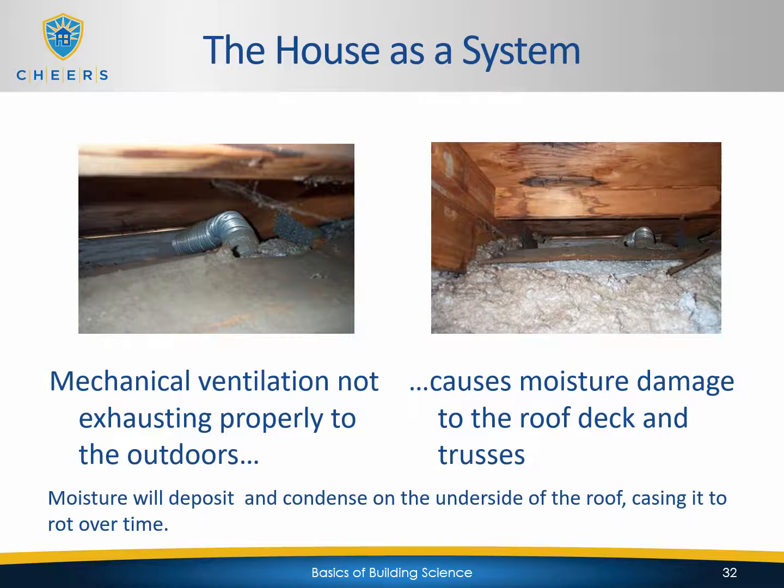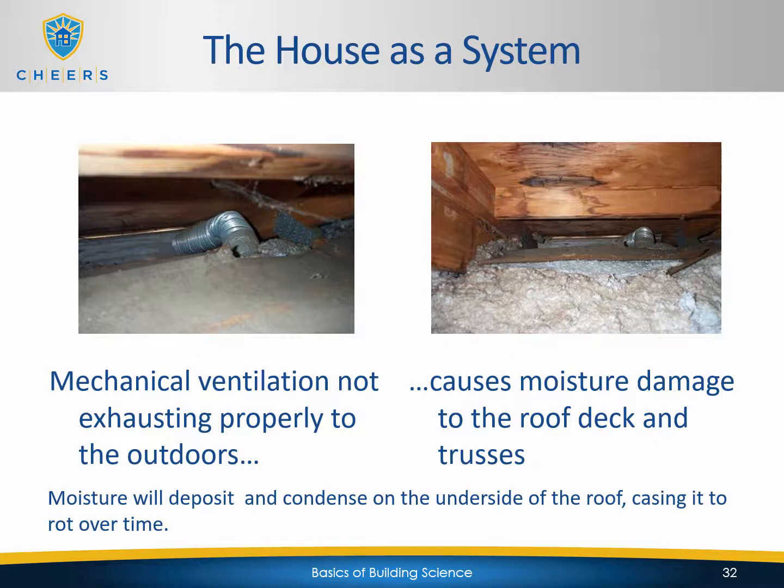This is an example of mechanical ventilation not exhausting properly to the outdoors, which can cause moisture damage to the roof deck and trusses. So moisture in this particular case will deposit and condense on the underside of the roof, causing it to rot over time. So basically, if you have any kind of mechanical ventilation exhausting from the house, it needs to exhaust completely outside of the structure, not just into the attic.